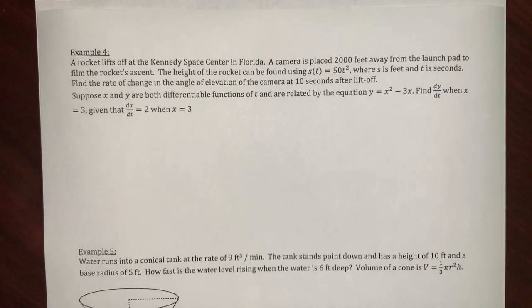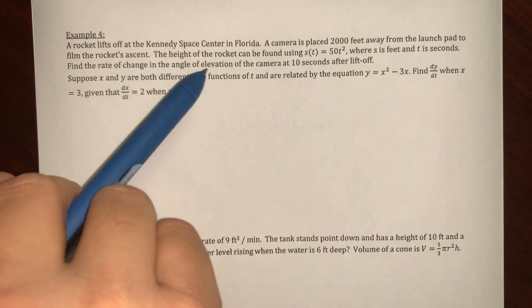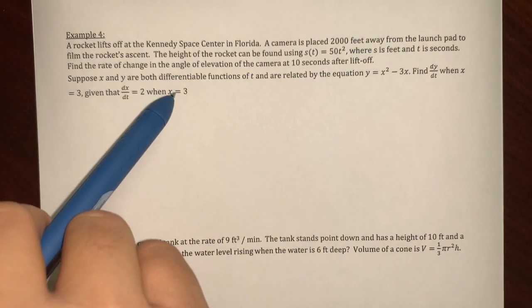Now for probably my least favorite problem out of all these examples, we're going to do example 4. This one says a rocket lifts off at the Kennedy Space Center in Florida. A camera is placed 2,000 feet away from the launch pad to film the rocket's ascent. The height of the rocket can be found using S of t equals 50t squared, where S is in feet and t is in seconds. Find the rate of change in the angle of elevation of the camera at 10 seconds after liftoff.